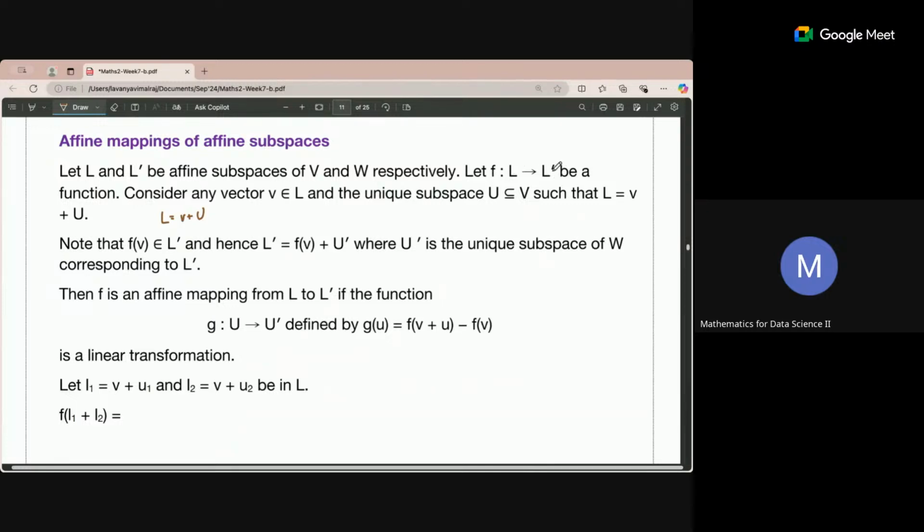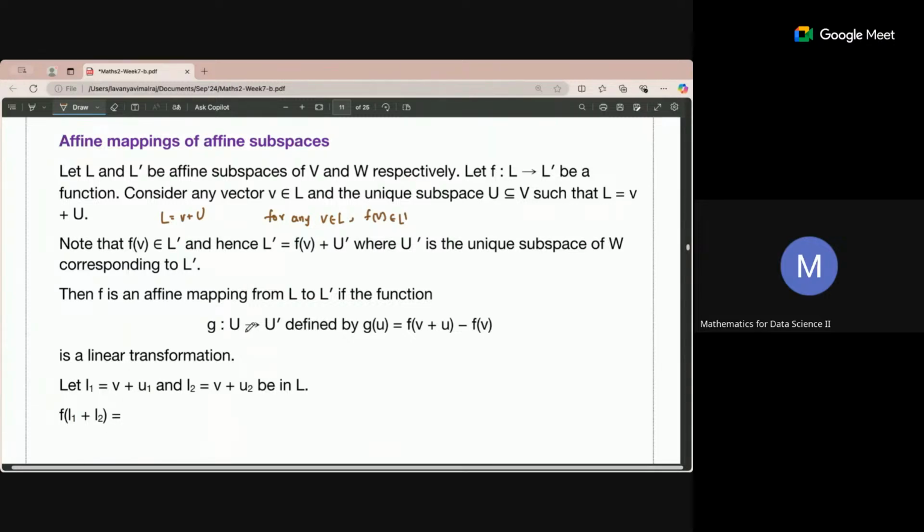You know that f of V belongs to L dash for any V in L, because f is a function from L to L dash. So I'm defining L dash as f of V plus U dash. You just need an element from L dash for this expression, so I'm taking f of V plus U dash. U dash is the corresponding subspace for L dash. Now, to define the affine mapping, I first have to look at the underlying transformation.